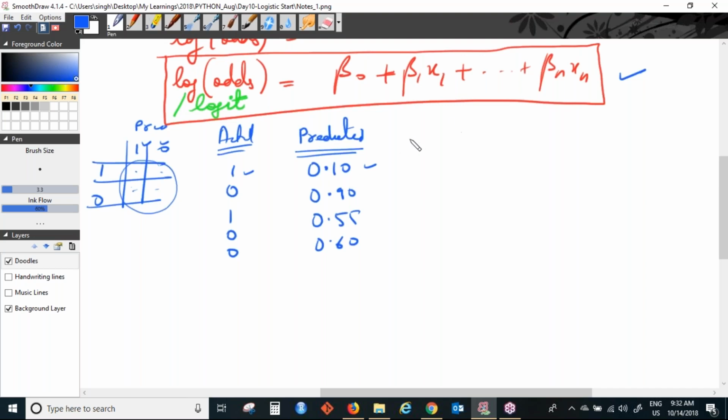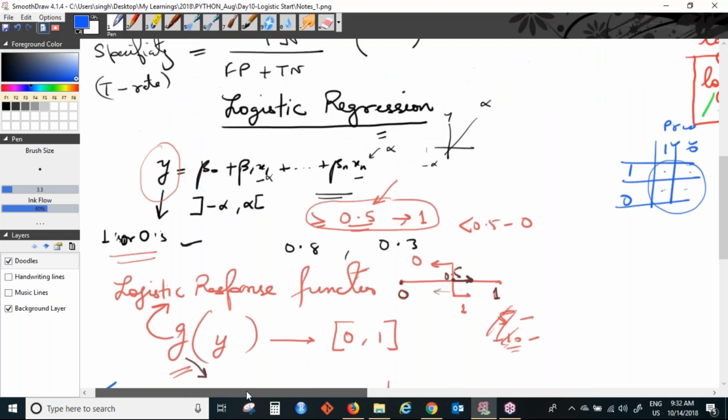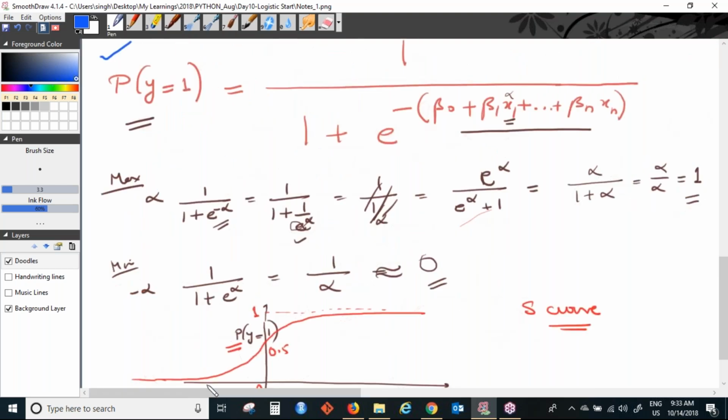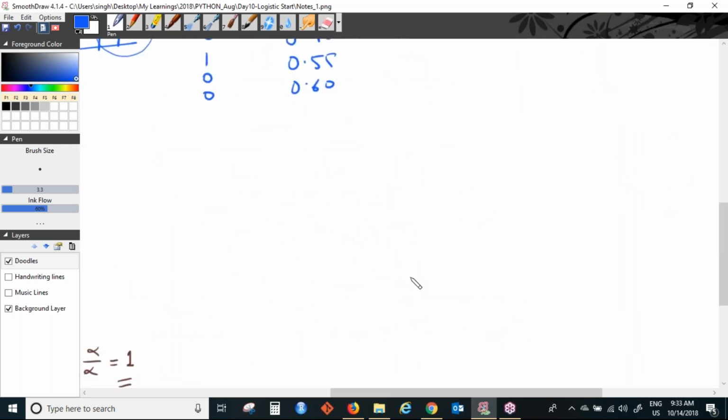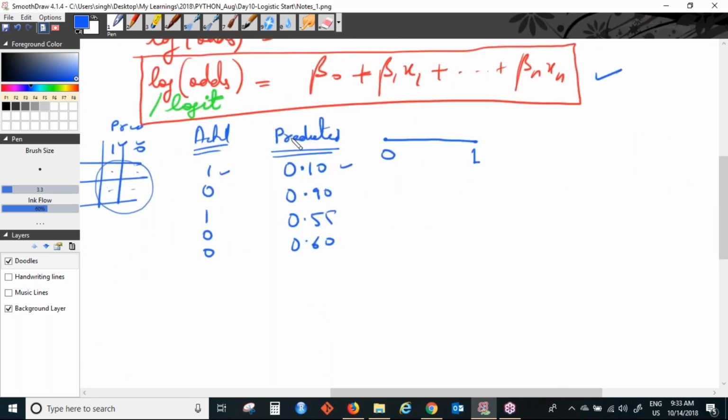Now how do we do that? We know that our predicted value will always be between 0 and 1. Why will it be between 0 and 1? Because we are using the logistic response function, and we know that it always lies between 0 and 1. It cannot go outside of it. That is why your predicted probability, which is nothing but the probability of y is equal to 1, will always be between 0 and 1.